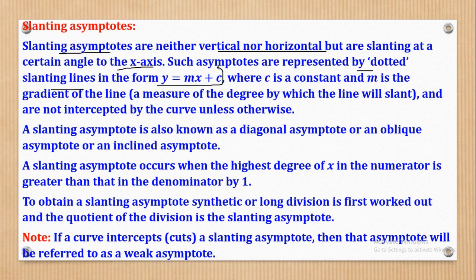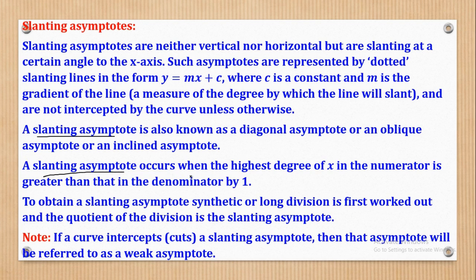I think you remember that this is the general equation of a line, where c is a constant and m is the gradient of the line. Depending on the book we are using, a slanting asymptote can also be called a diagonal asymptote, oblique asymptote or inclined asymptote. Any is the same. So for this video, we shall stick to the word slanting asymptote.